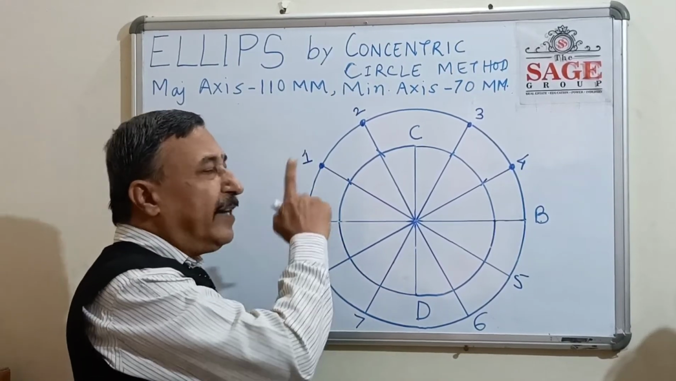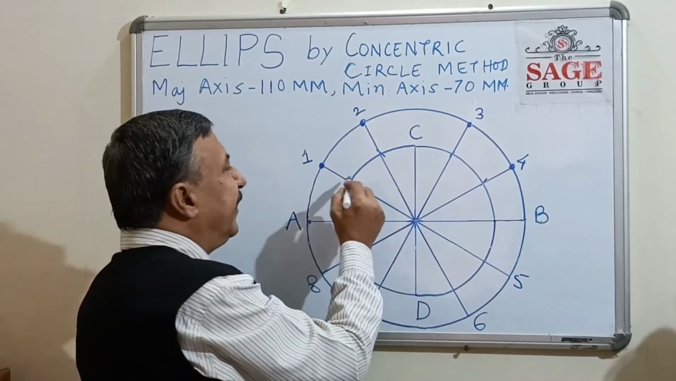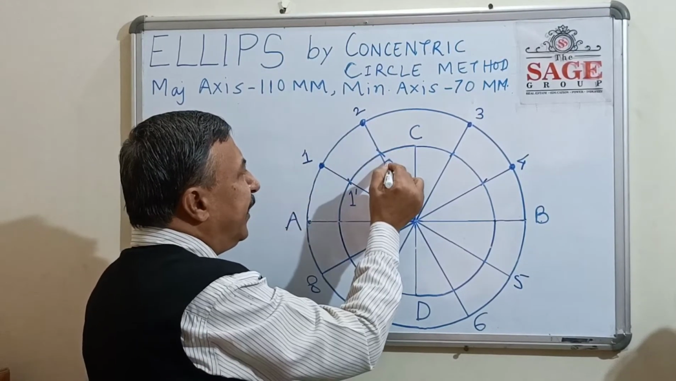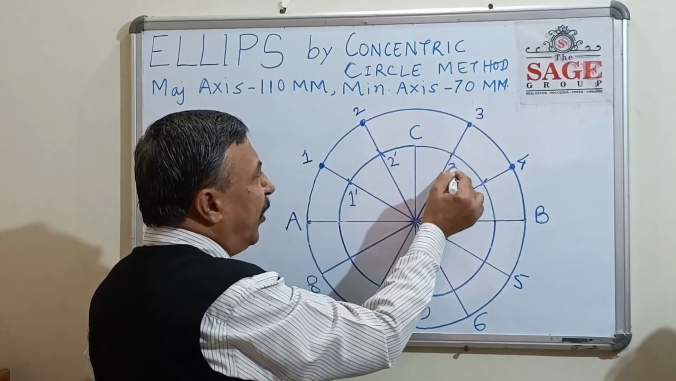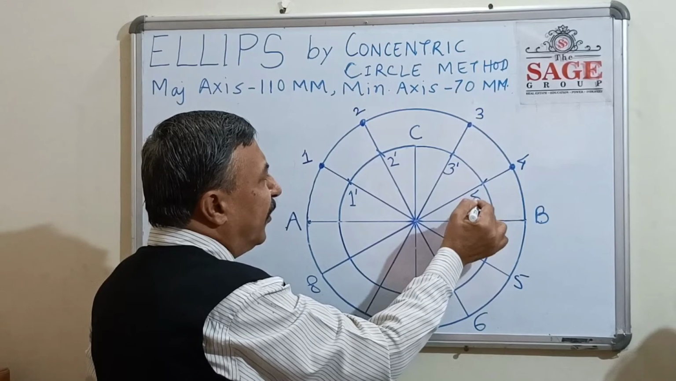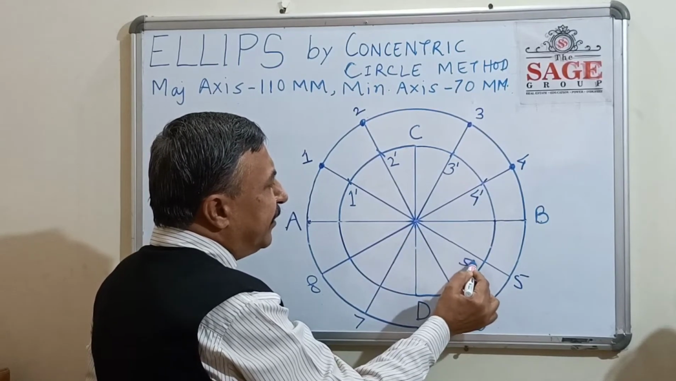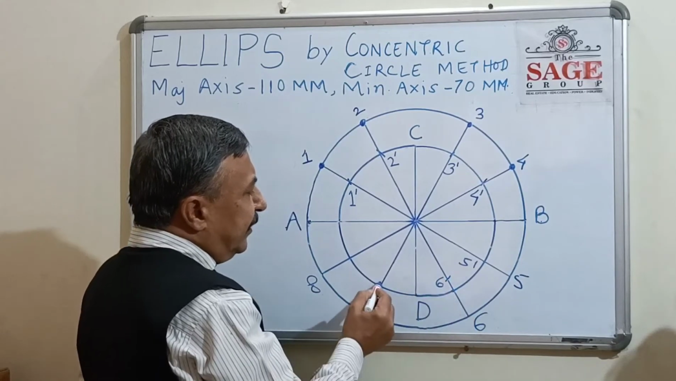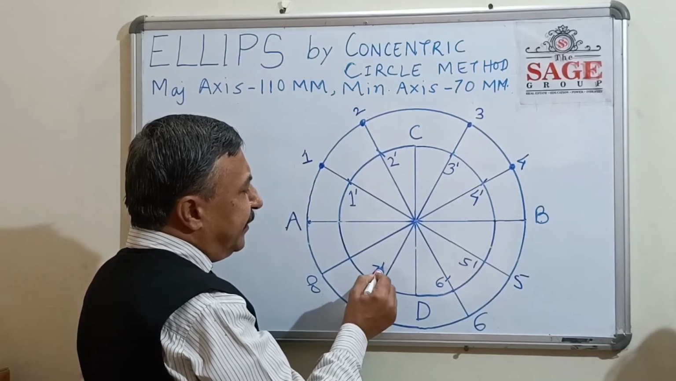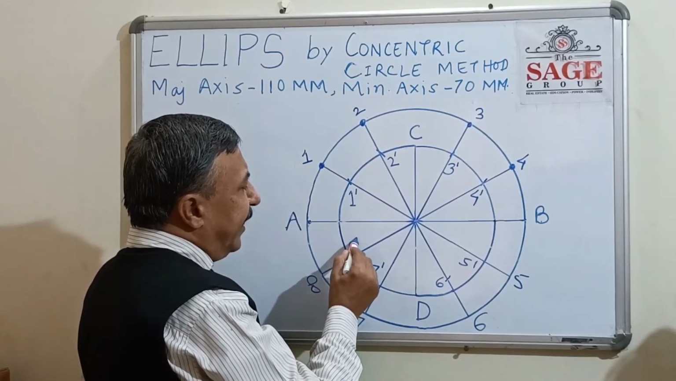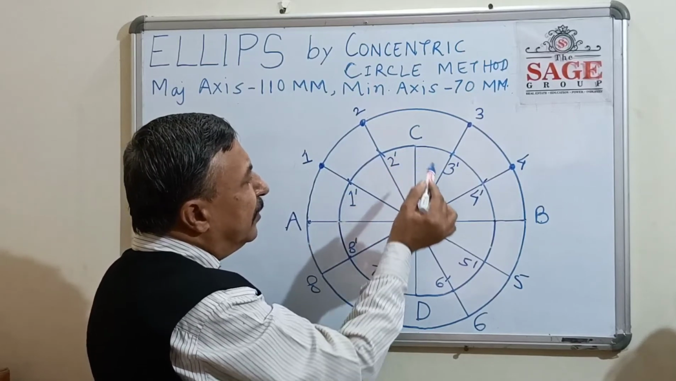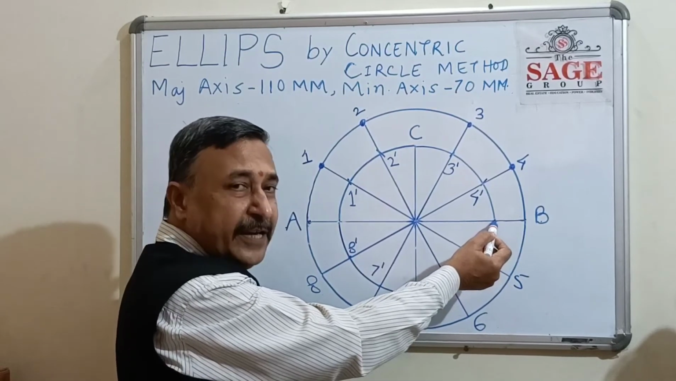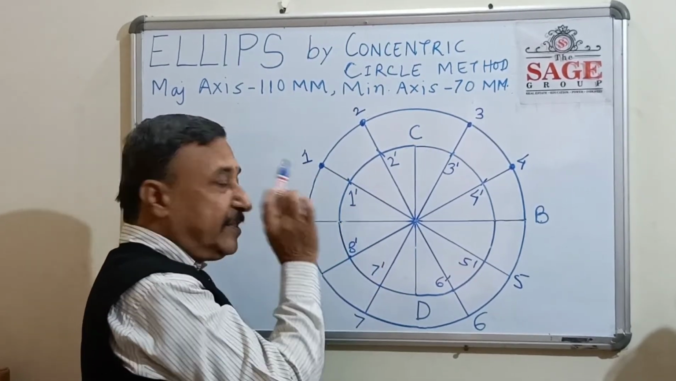Similarly, you mark 8 points on the minor axis concentric circle. This point is 1 dash, correspondingly this point is 2 dash, this point is 3 dash, this point is 4 dash, this point is 5 dash, this point is 6 dash, this point is 7 dash, and this point is 8 dash. No need to mark here, already C, and here already D. No need to mark here and here. Remember this thing.